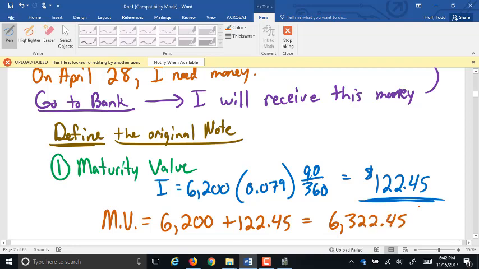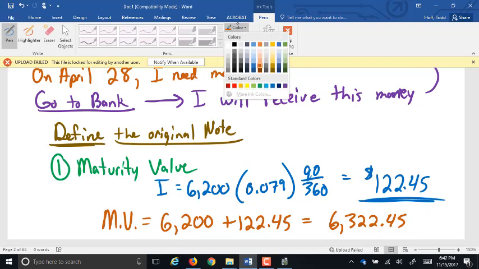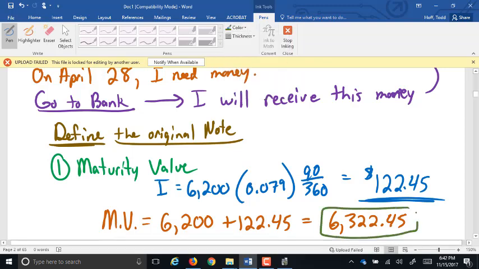Did you do 0.079 or 0.79? Okay. So this is the amount of money that I am going to receive.